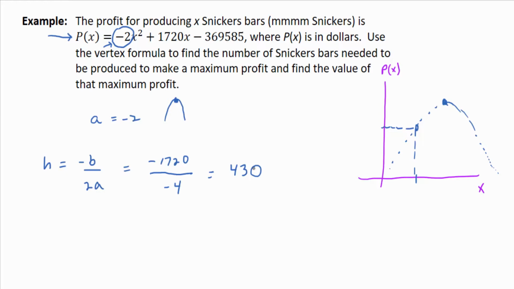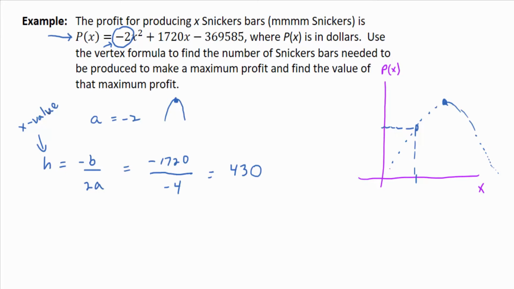Okay, now what is that? There should be units attached to that 430 number because this is an applied problem. What is that? Is that the profit? What is 430? 430 what? What is x in? Remember, this is an x value. H is the first coordinate of the vertex. It's an x value. So what is the 430 number measuring? How many? Well, x Snickers bars, right?